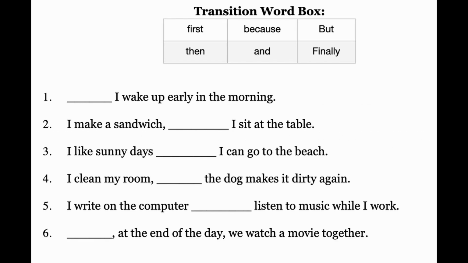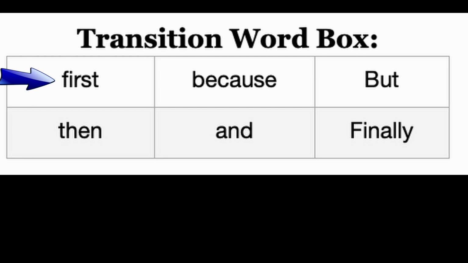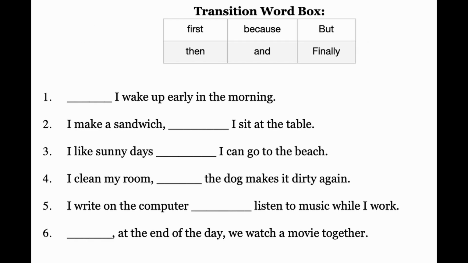If you look at the word box, the words are first, then, because, and, but, and finally. There are 6 sentences, each with a blank line. Your task is to complete the sentences by filling the blank lines with the correct transition words from the box.